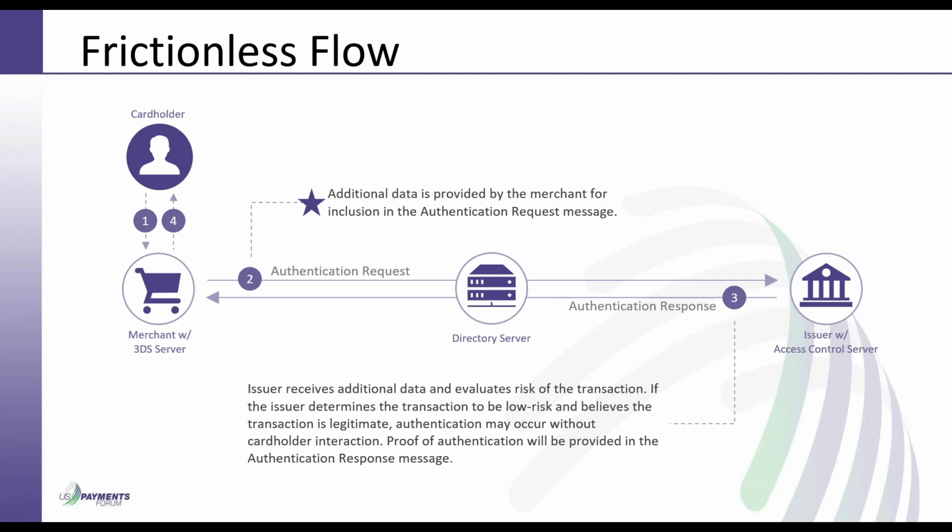If the ACS has a high level of confidence that the transaction is legitimate, the authentication response indicating that the transaction was successfully authenticated will be sent in step 3. The proof of authentication, or in other words, the cryptogram, as I mentioned earlier, will be included in the authentication response for inclusion in the authorization message. And to close out the transaction, the merchant provides the cardholder with the purchase confirmation in step 4.